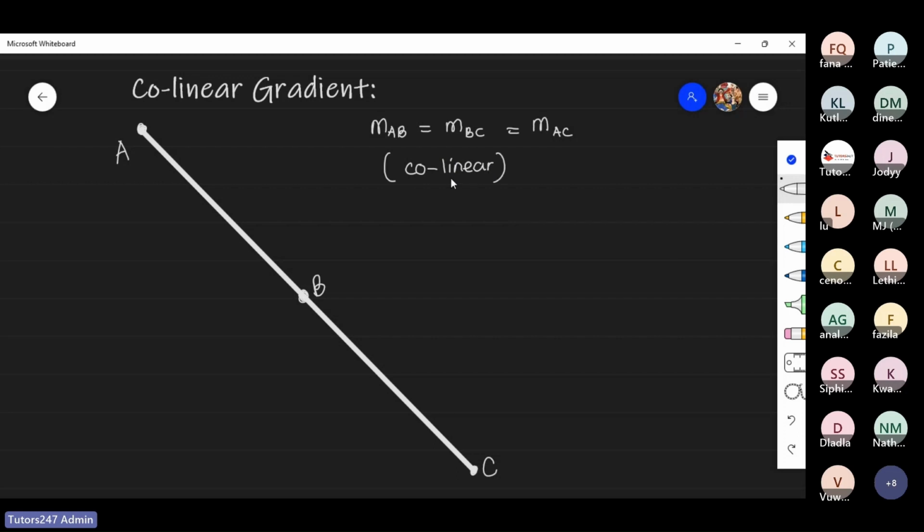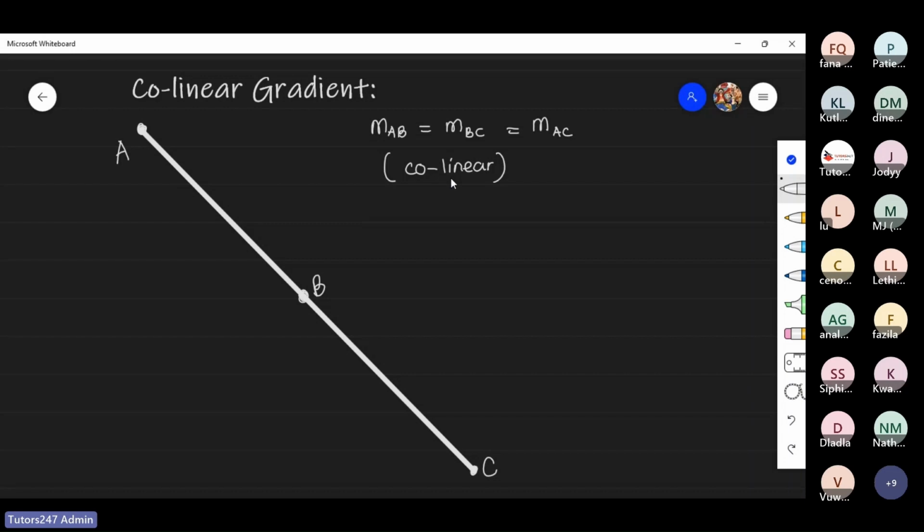So all you would then need to do to prove that it's collinear, if you were given the coordinates of A, B, and C, is calculate the gradient of AB, then calculate the gradient of BC, and then calculate the gradient of CD. If all three gradients give you the same value, that means that those 3 points are collinear.